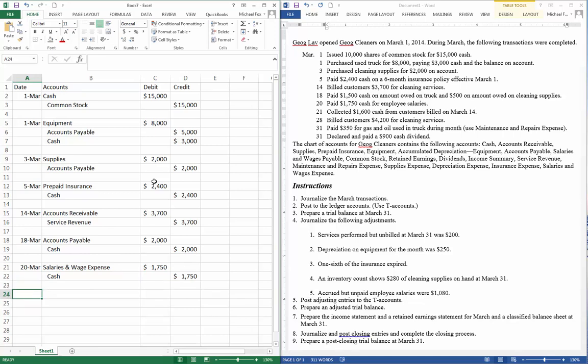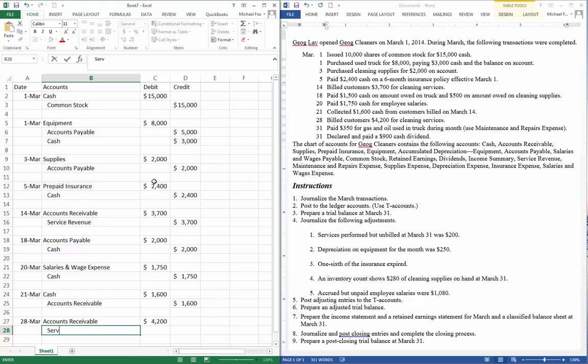March 21st, collected $1,600 cash from customers billed on March 14th. So our cash will increase, and our accounts receivable will decrease by $1,600, meaning it's no longer owed to us because we've collected it. March 28th, billed customers $4,200 for cleaning services, so accounts receivable increases by $4,200, and our service revenue.